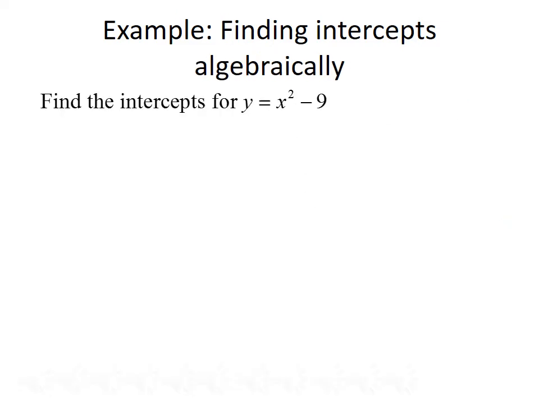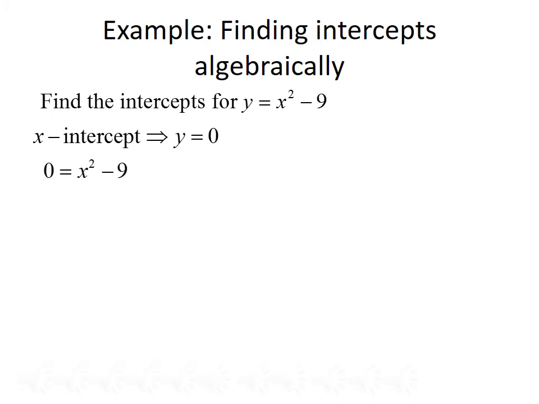If we don't have the graph of the equation, we can also find the intercepts algebraically. So for example, let's find the intercepts for y equals x squared minus 9. We'll begin by finding the x-intercepts. Remember, when the graph intersects the x-axis, y is equal to 0. So for x-intercepts, y will be equal to 0. So we can plug 0 in for y and solve the equation.